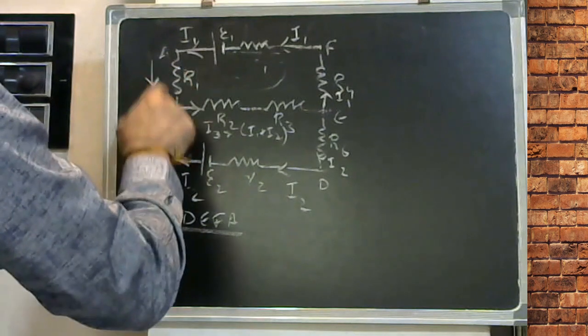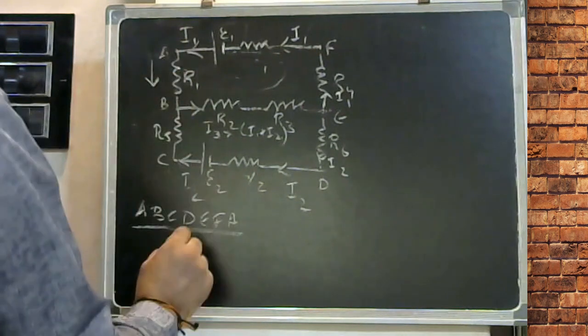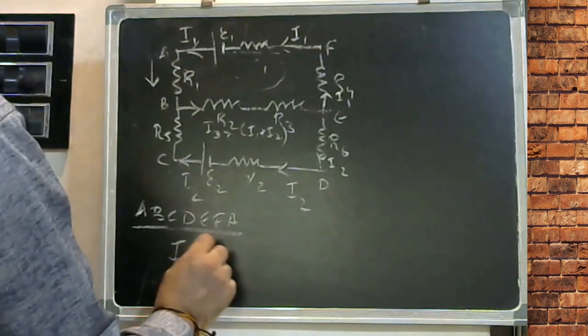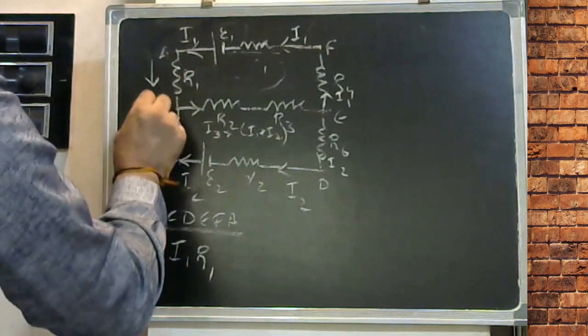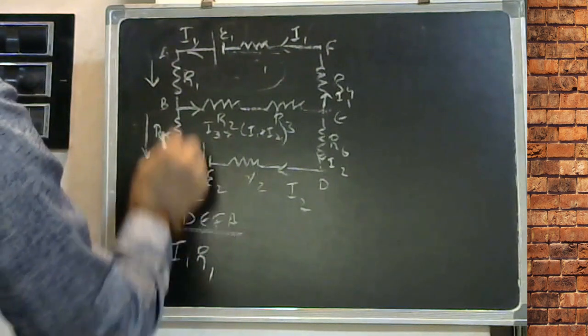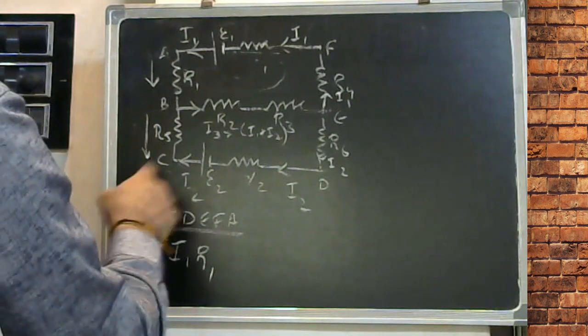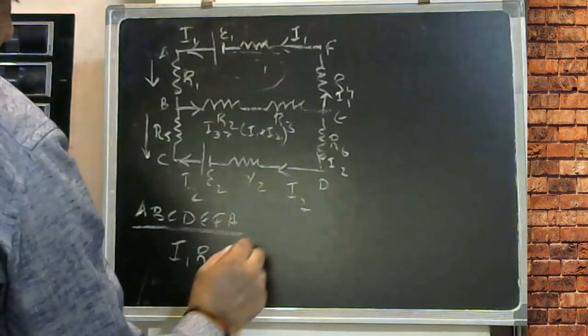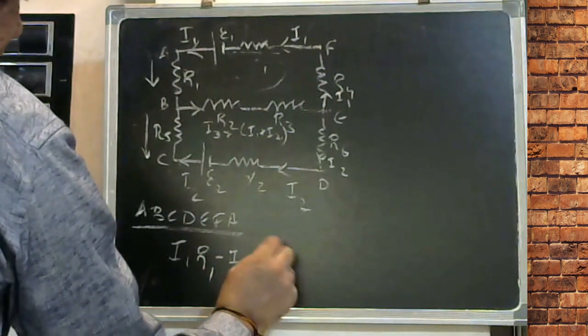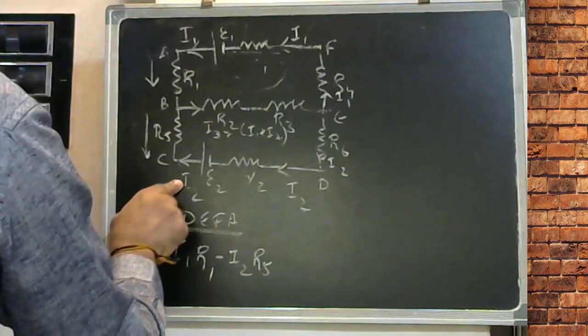So I'm going from A to B. Current is also A to B. So I1, R1. The first one is easier for me. But I'm going from B to C in this direction, but my current is in the opposite direction. So you can see I'm going this way, but the current is in the opposite direction, so it's minus I2, R5. Because I2 is the current, R5 is the resistance.